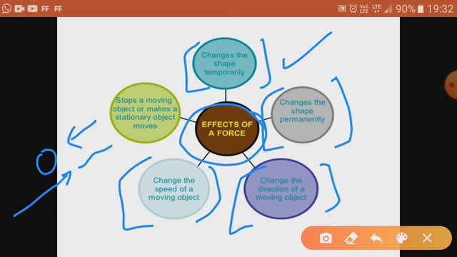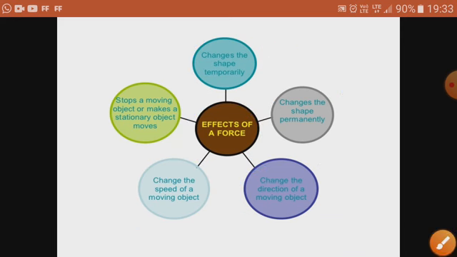So these are all the effects of forces. Effects of forces mean what the force can do exactly. Force can do any number of things. It can change the shape of an object temporarily or permanently. It can change the direction of a moving object. It can change the speed of a moving object. Not only changing the speed and direction, it stops a moving object or makes a stationary object move.